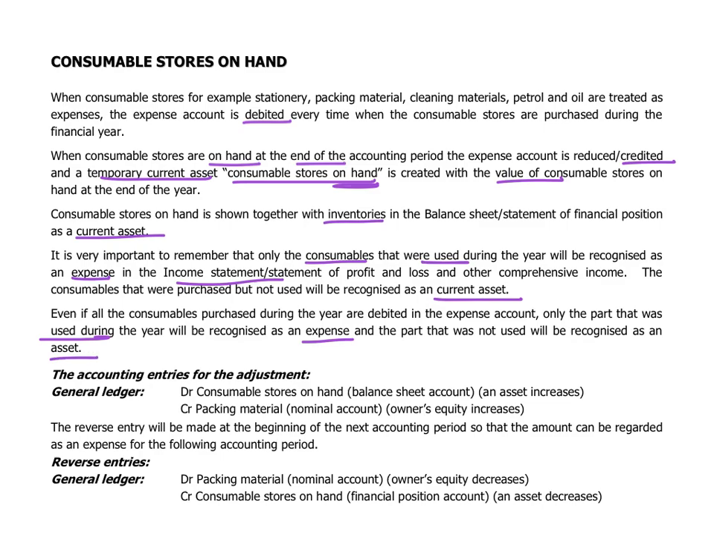Consumable stores is an expense, so it has a debit balance. So if we want to reduce the consumable stores, you will credit packing material, you will create an asset. Assets increase on the debit side, so consumable stores on hand will be debited to increase the asset.